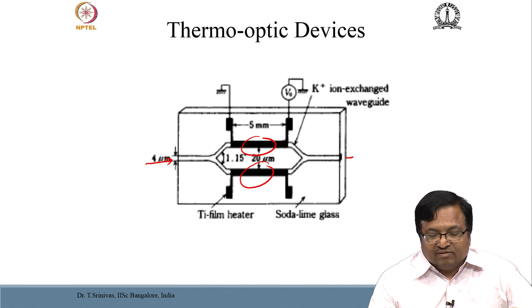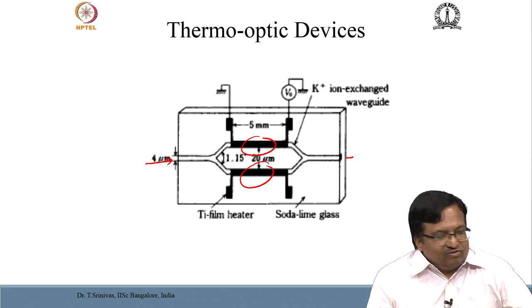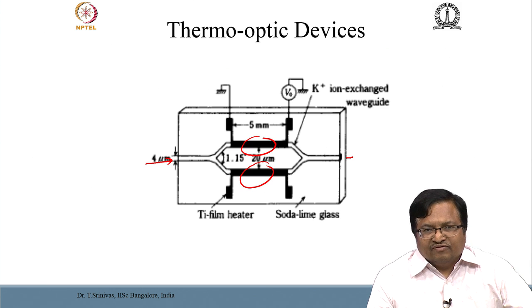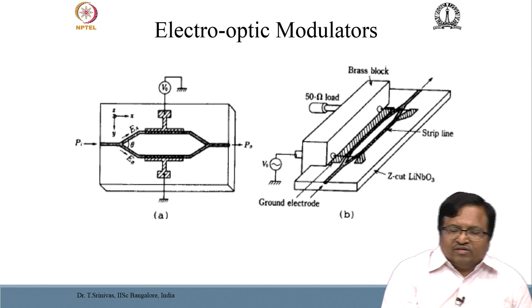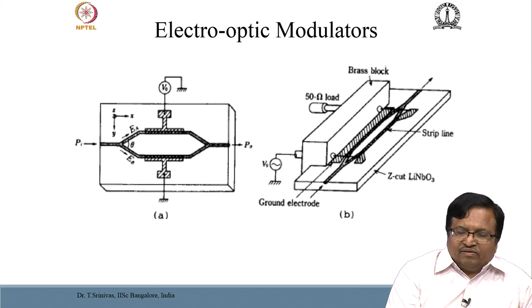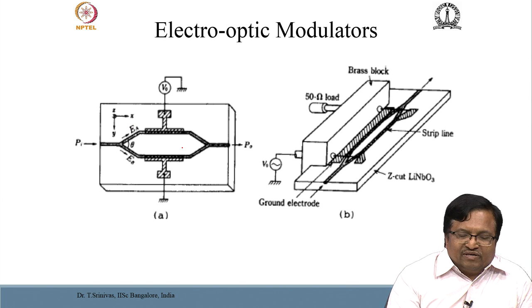One of the important disadvantages you can say for such devices is the speed, because of the heat involved, and the process is quite slow compared to other electro-optic effect or other devices. So, we have already seen electro-optic devices as an example. I am showing you the electro-optic devices where you have electrodes that can be used to manipulate the light that is propagating inside the waveguides.